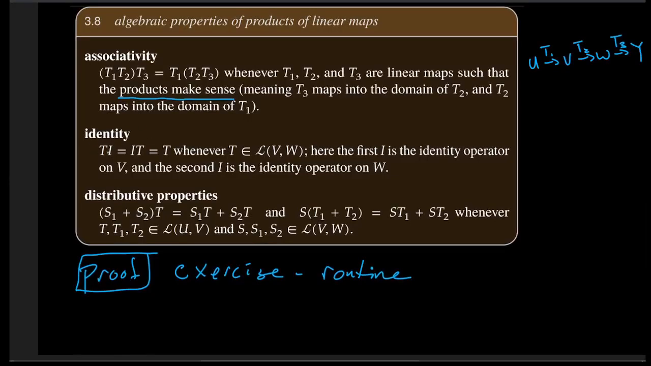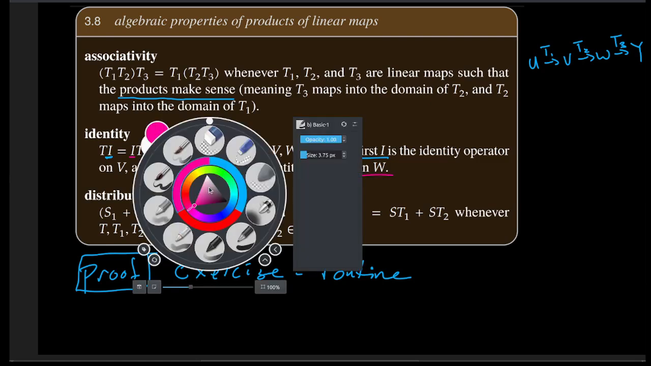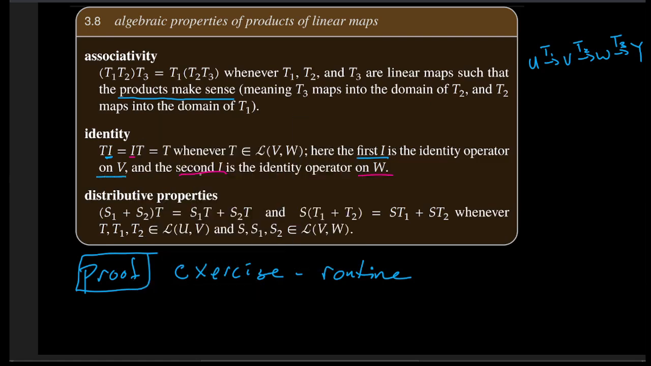Similarly, identity. If you take the identity map, then if you compose T with the identity, that's the same as the identity composed with T, which is still just T. But here's the important thing to note. The first I is the identity operator on V, and the second I, which I will put in a different color, is the identity operator on W. So one's on V, one's on W, which are different maps if V and W are different spaces. But ultimately, it's not too big of a deal. All right, cool enough.